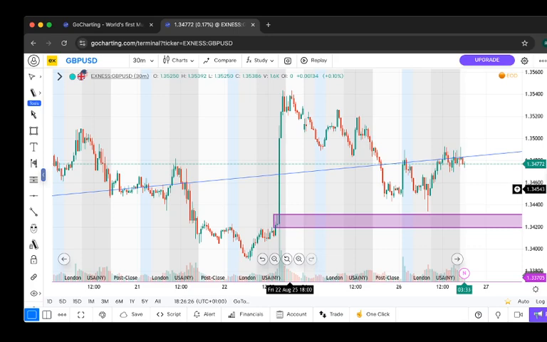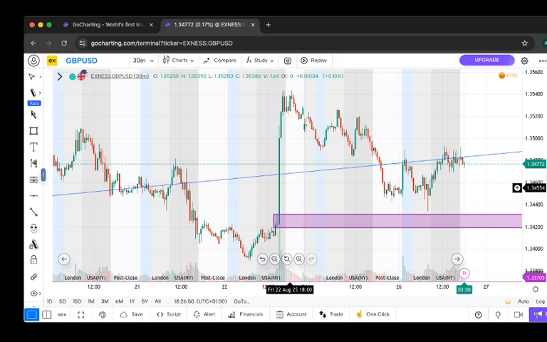The only thing you have to do is have your checklist. First things first, you make sure you understand the basics of supply and demand. You look for a strong move, then you identify the base. When I'm talking about the base, I'm talking about the pause or the little rally before the strong move.